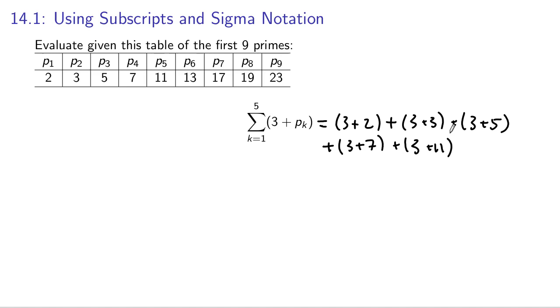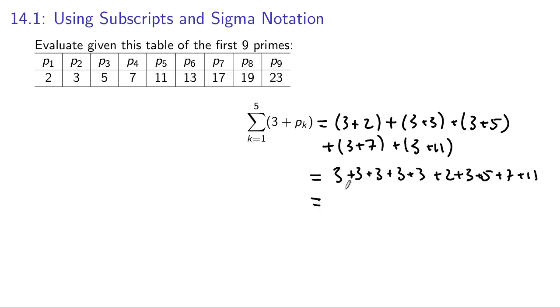Now we could do all this 3 plussing, but if we remember, we can regroup and reorder this so that we would have all the 3's, 3 plus 3 plus 3 plus 3 plus 3, and then all the primes, plus 2 plus 3 plus 5 plus 7 plus 11. So if we have addition in our sum, we can reorder this addition with the sum itself, with our sigma notation. So we have 3 plus 3 plus 3 plus 3.